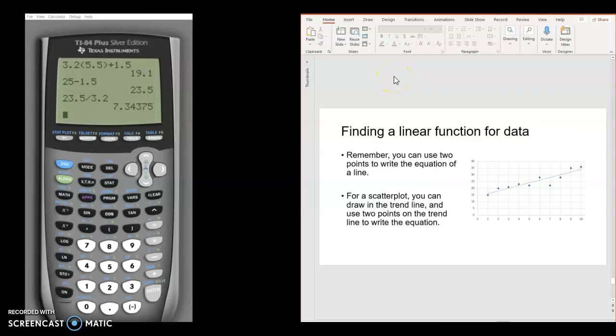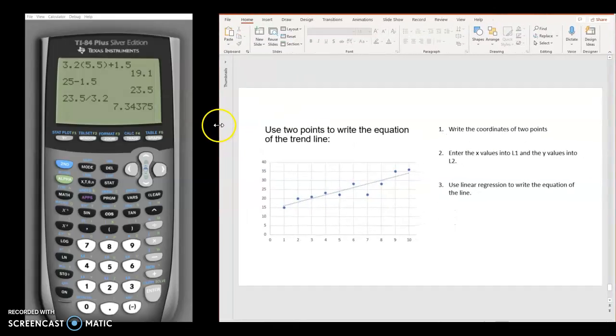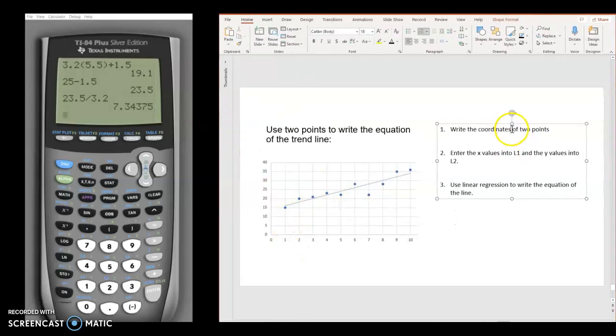If you want to find a linear function for data, remember that you can use 2 points to write the equation of a line. So we've been doing this by hand, writing equations of lines using 2 points, calculating slope and then plugging into point slope or slope intercept form. You can actually use your calculator to help you out with this. So say we want to write the equation of this trend line. What we can do is pick 2 points. If you zoom in a little, you can see I'm going to pick 2 points that have integer coordinates.